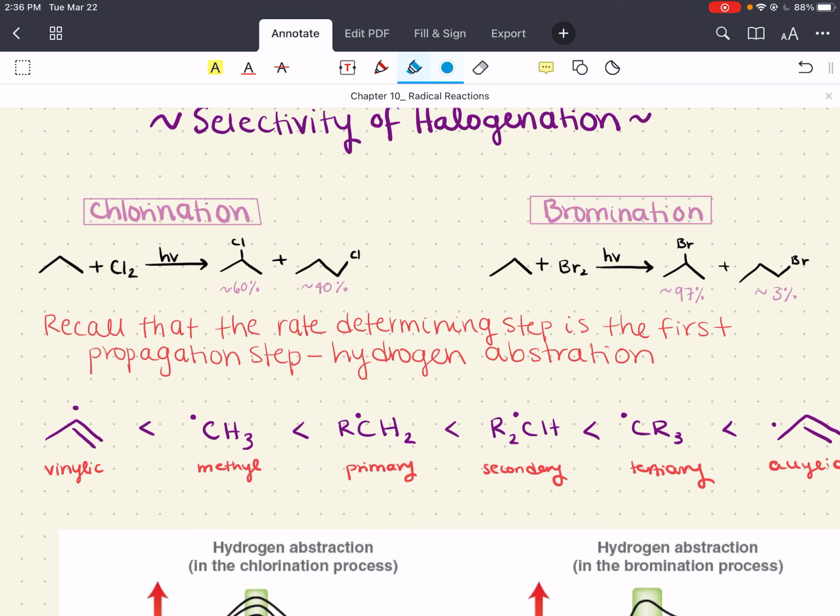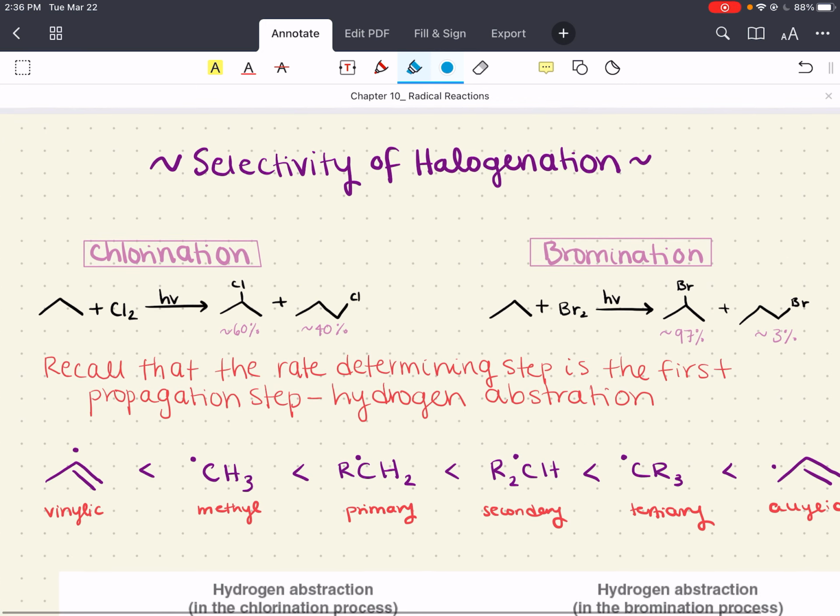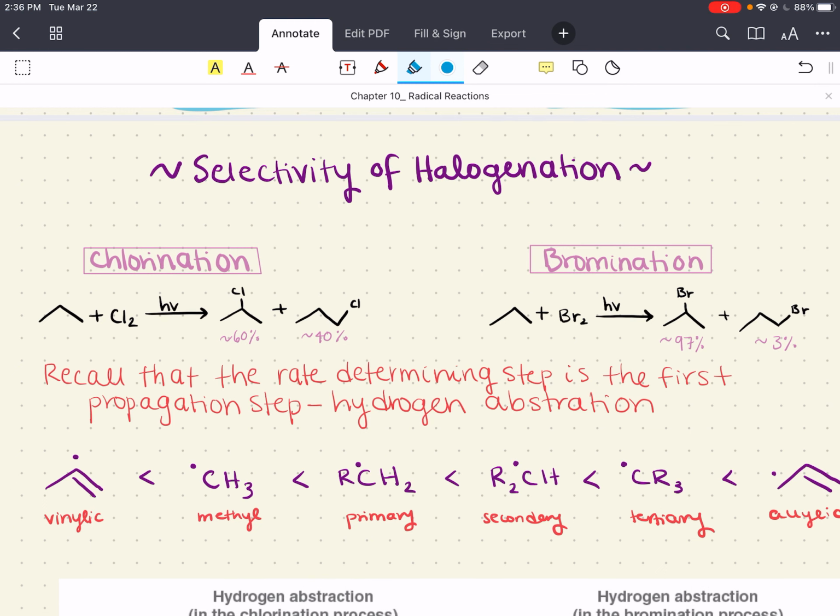And the objective here is to understand the difference between product distribution for chlorination and bromination and be able to distinguish between major and minor products. Now that we've stated our objective, let's look at these two examples. Let's look at bromination first.